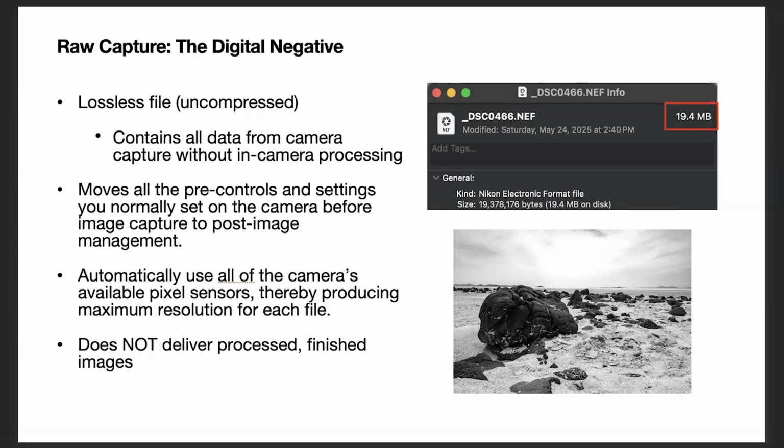It's uncompressed. It's containing all of the data from your camera's capture without any in-camera processing, not like JPEGs, where JPEGs have in-camera processing. Here, it's just collecting all of that data for you. And then once you have created that photograph and have stored it on your computer, your cloud, whatever, the information is just there for you to manipulate as much as you want without losing any image quality.